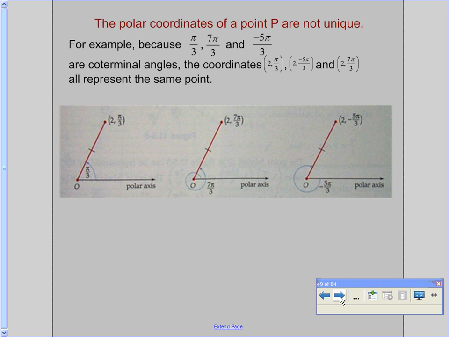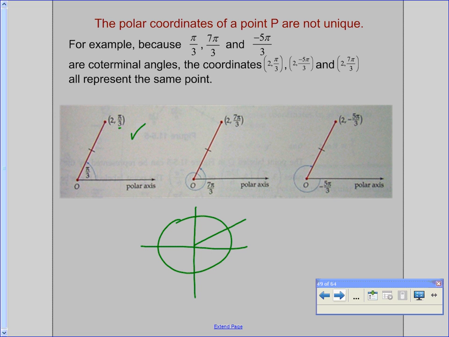The polar coordinates of a point P are not unique. For example, I have several examples here. If you have pi over 3, 7 pi over 3, and negative 5 pi over 3, these are all coterminal angles, and so these coordinates that I have here all represent the same point. If you think about a polar grid, or the unit circle, something you're familiar with, you've got pi over 3 in this first example. If you go pi over 3 and then you are 2 units from the origin, that is what I'm explaining here.